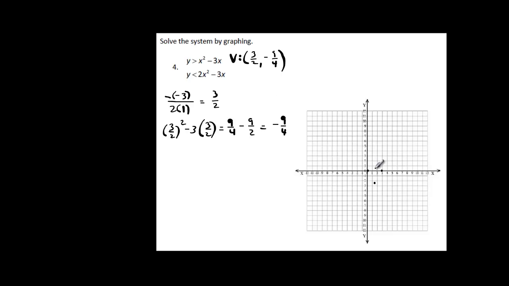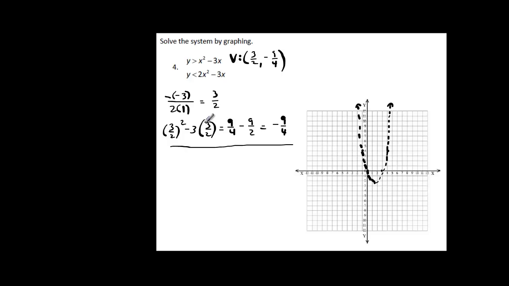We can also plot a couple other points. Let's put 4 in just to see how high we go. 4 squared is 16, minus 3 times 4 is 12. So 16 minus 12 is 4. So 4 is here, and we'll have 4 there. Remember, it's not equal to, so it's going to be a dotted parabola. So that's our first one.